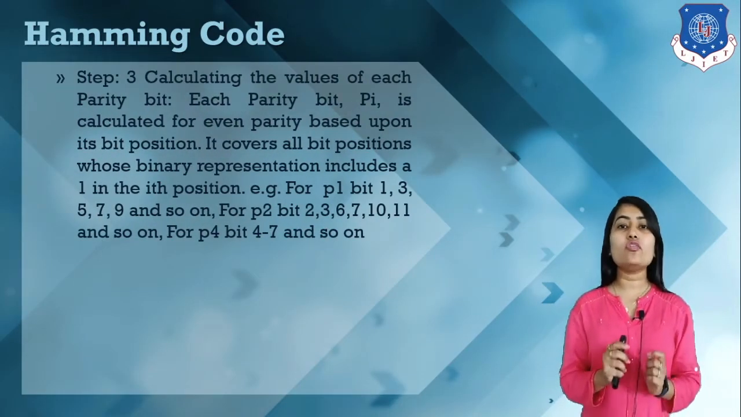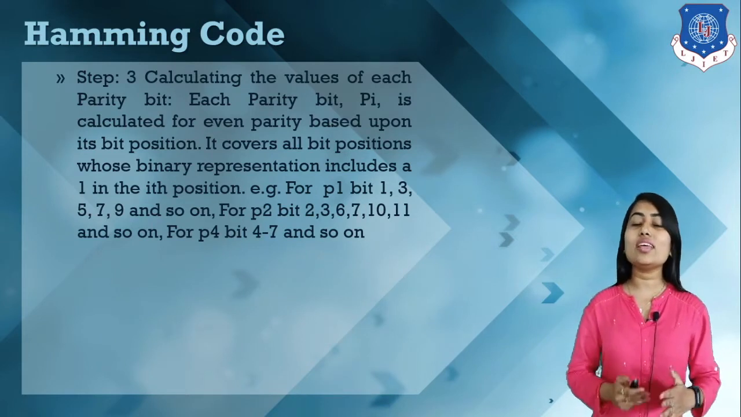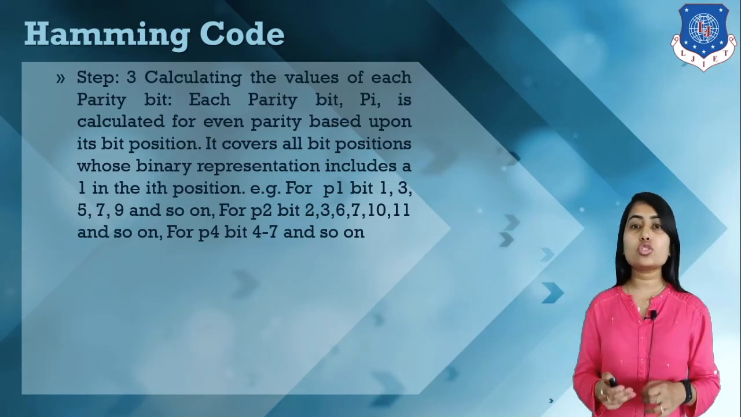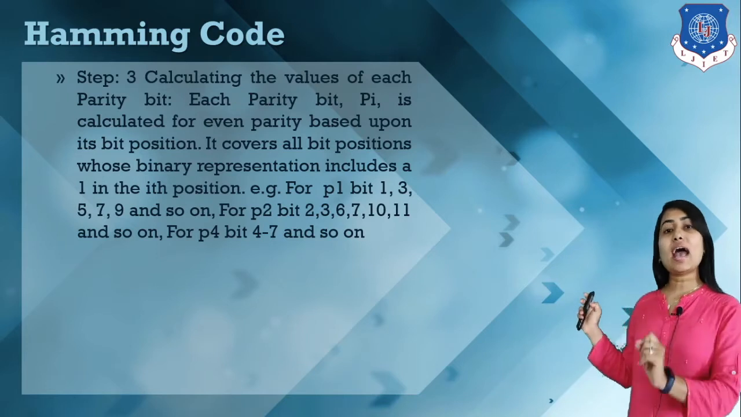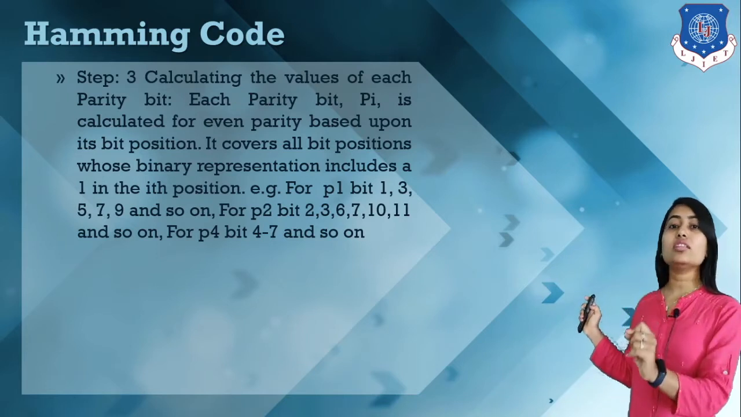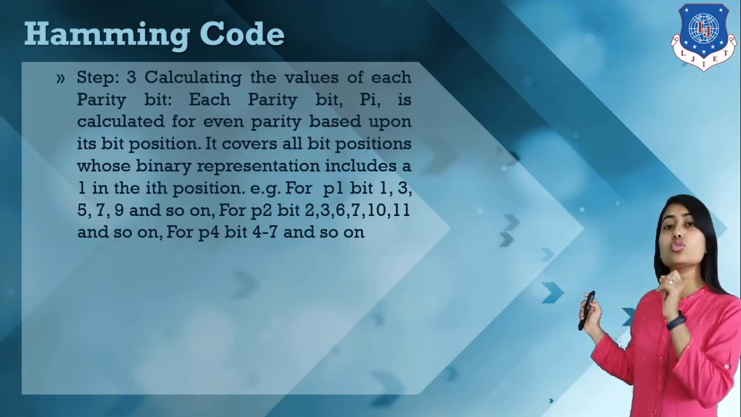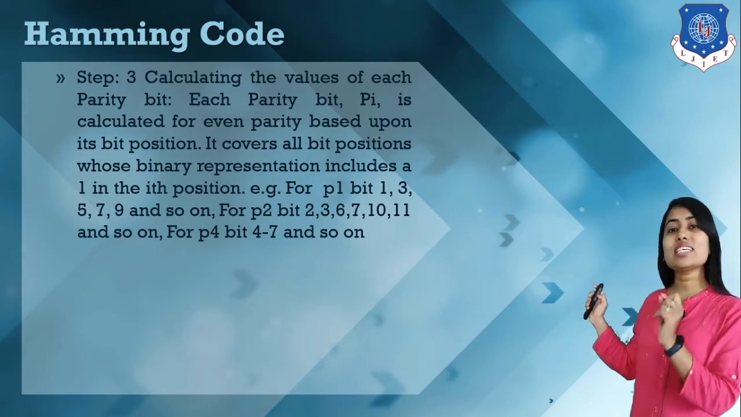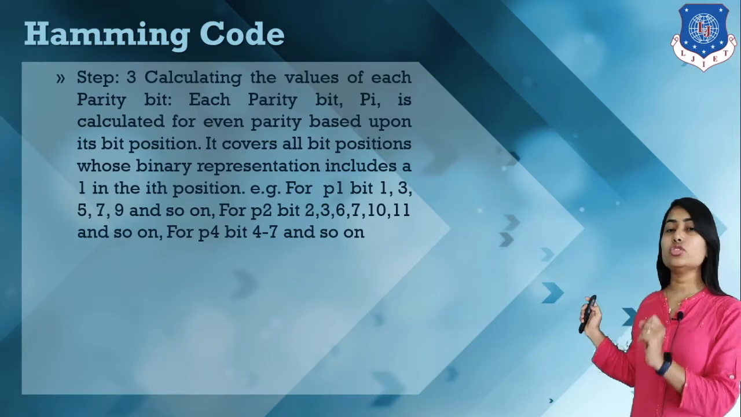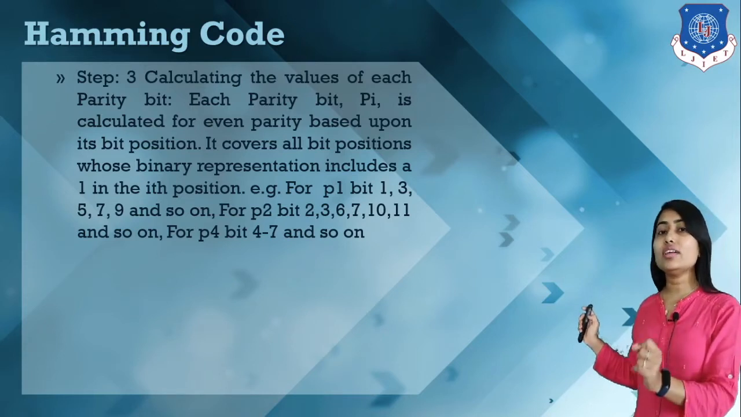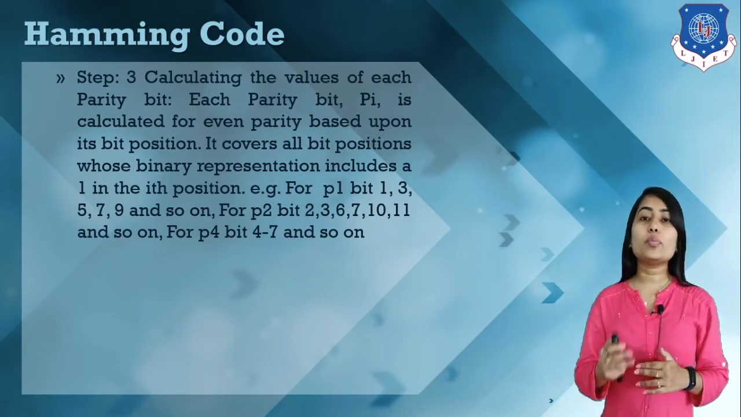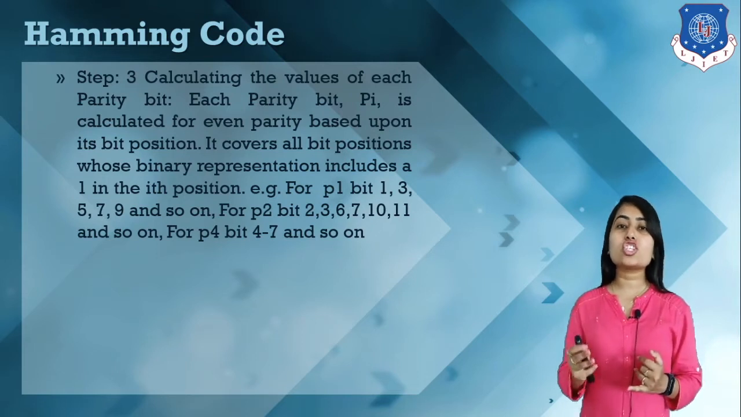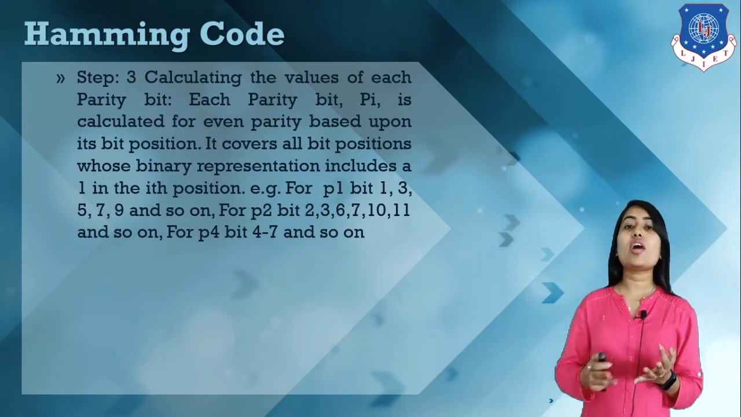Okay, calculate values of parity bits. So how can we calculate the values of parity bits? If we have a Pi parity bit, it is necessary to check the positions which contain 1 at the ith position. So for P1 we have to check the locations 1, 3, 5, 6, 7.